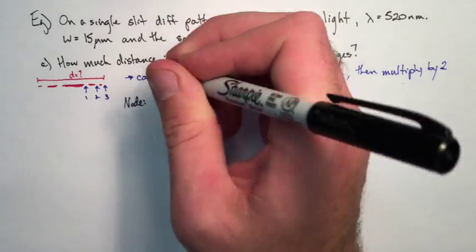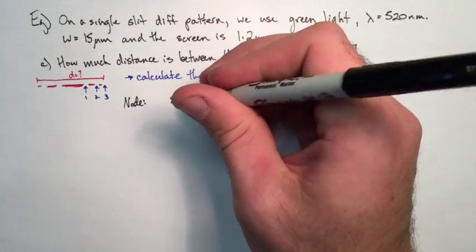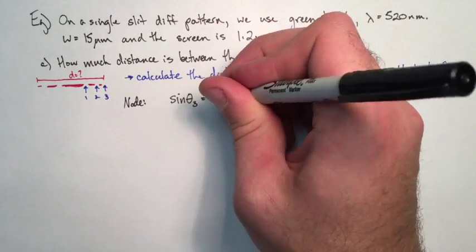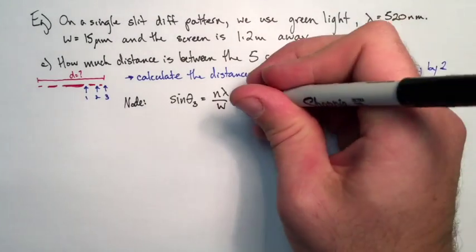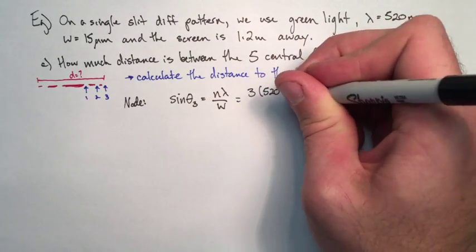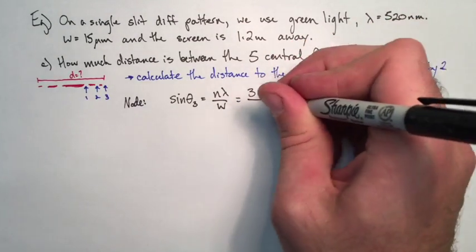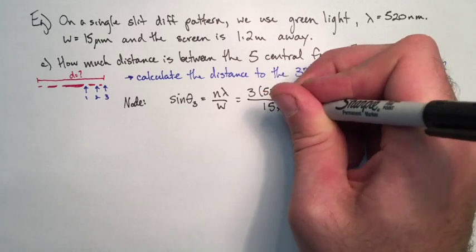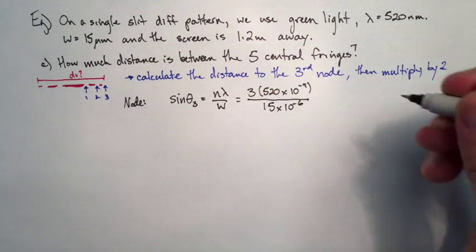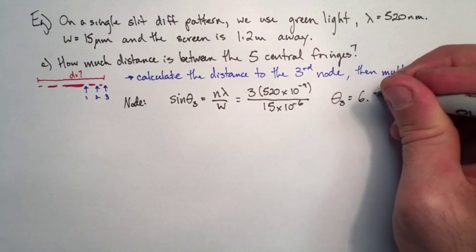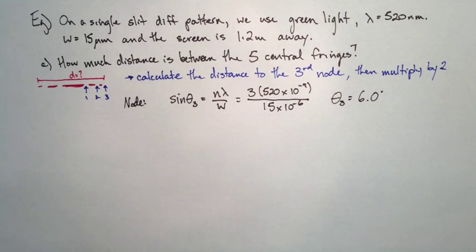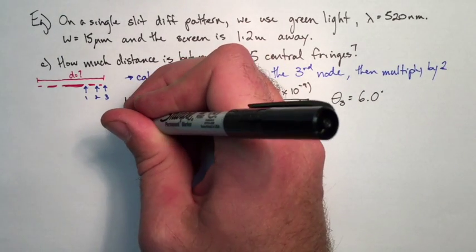So if we're going to find the distance to the third node, we're going to use the node formula. So sine of theta 3 is going to be n lambda divided by W. We put in our values, making sure we have the proper conversions into meters. We find that the angle to the third node is going to be 6 degrees.